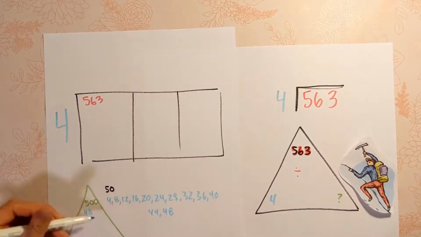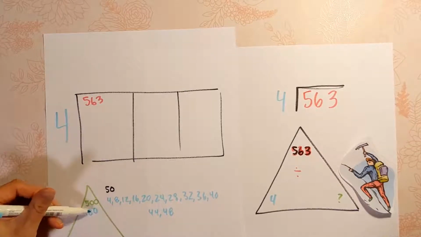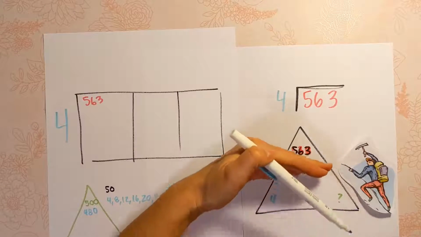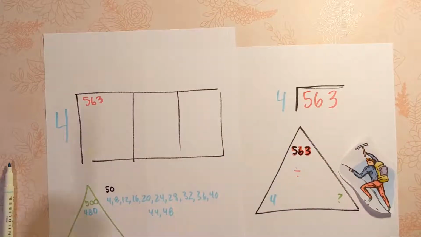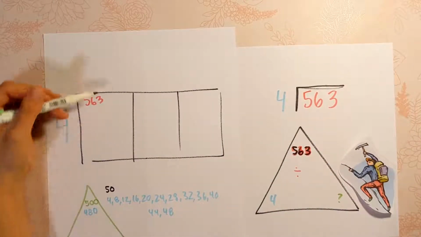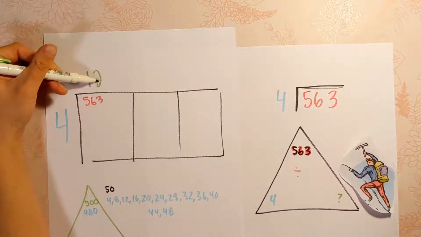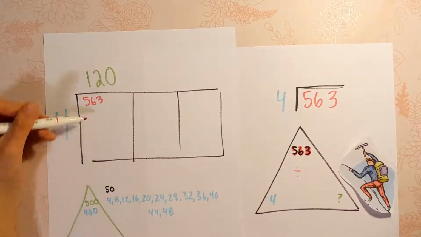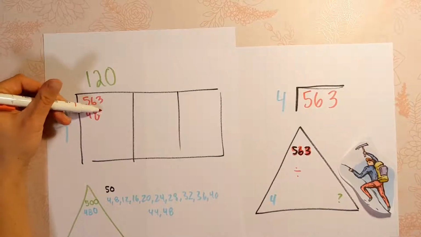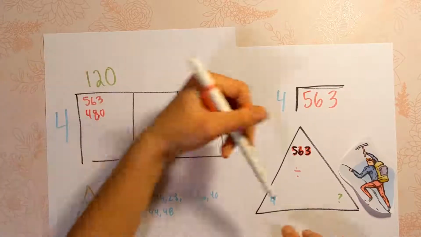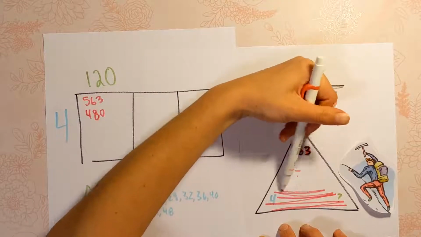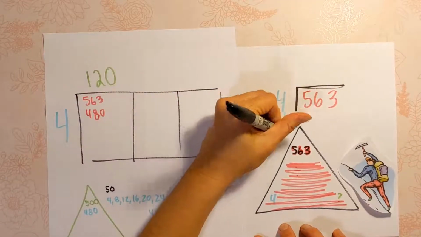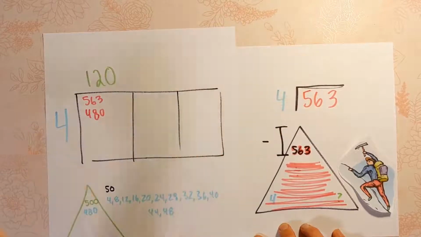4 times 120 is 480, and we're trying to get to 563, so I think 480 is a good place to start. So here's what that looks like. Put the 120 up here. We're saying 4 times 120 is going to make some progress on our mountain. 4 times 120 is 480. And that's how far we've made it so far. We've done 480. And now we're trying to figure out how much we have left to go, meaning the difference.